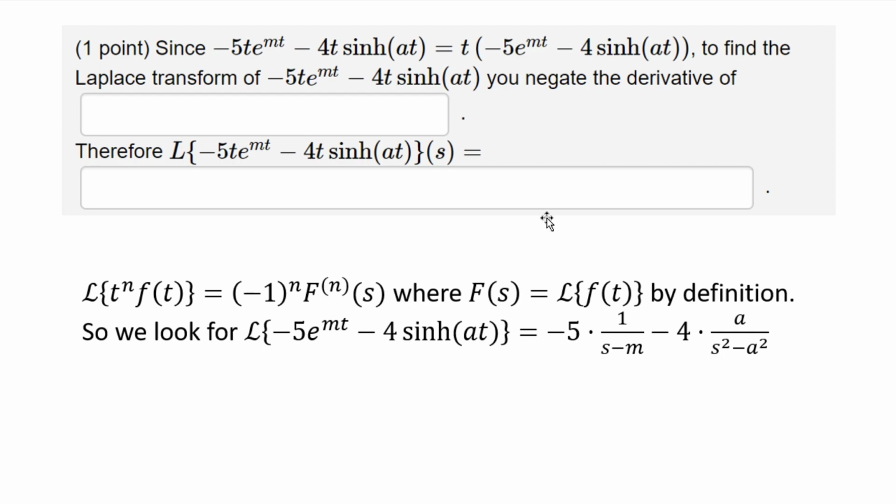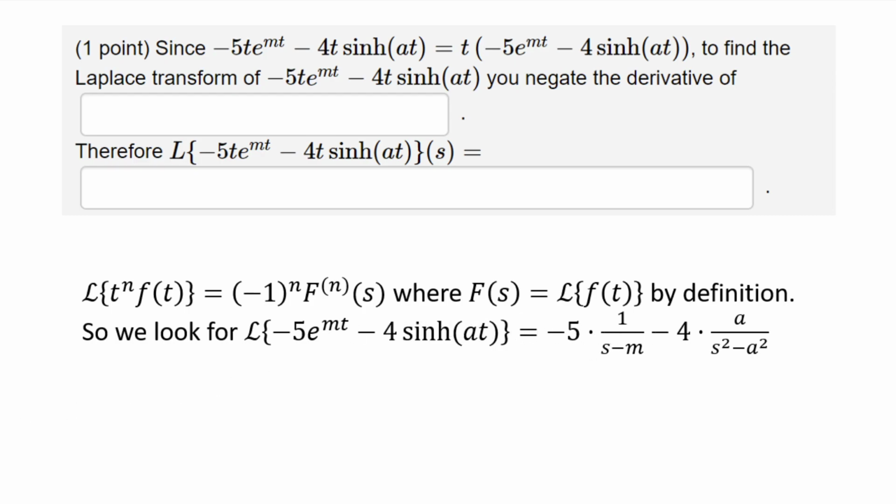Okay, so what is it asking for? Well, to apply this formula, first try to take the Laplace transform without the t multiplied. So you're trying to do this. And the Laplace transform of e^(mt) is 1 over s minus m, and sinh(at) has the Laplace transform a over s squared minus a squared. And that's just standard. You can read off from the table.